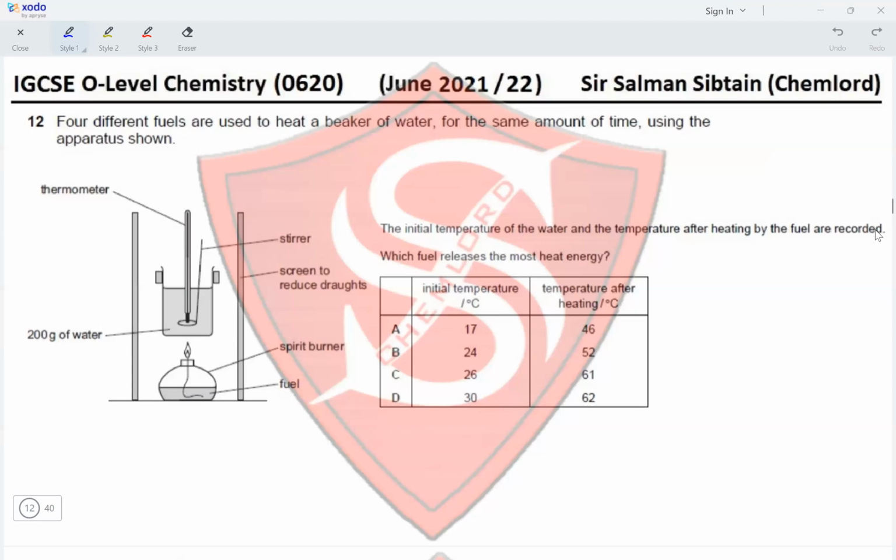So 46 minus 17 gives us a value of 29. 52 minus 24 gives us a value of 28. 61 minus 26 gives us a value of 35. And 62 minus 30 gives us a value of 32. So out of these, the maximum temperature difference is 35. So this makes option C the correct option for this question.